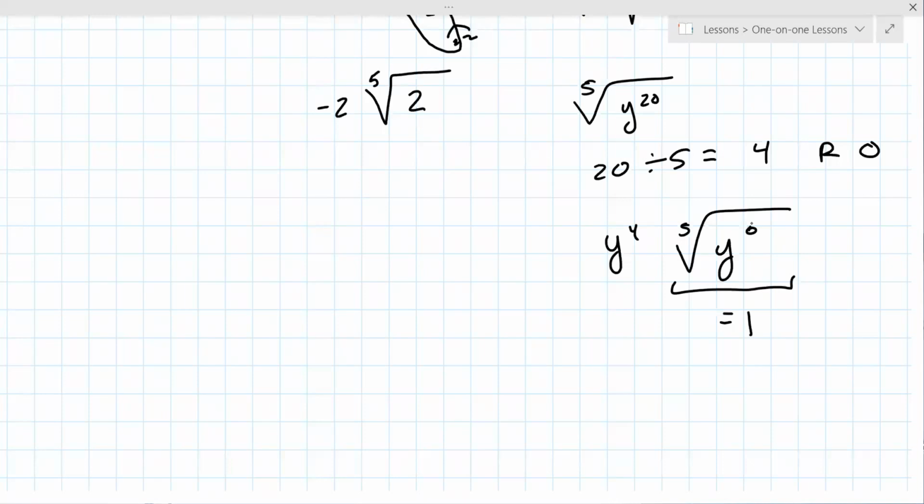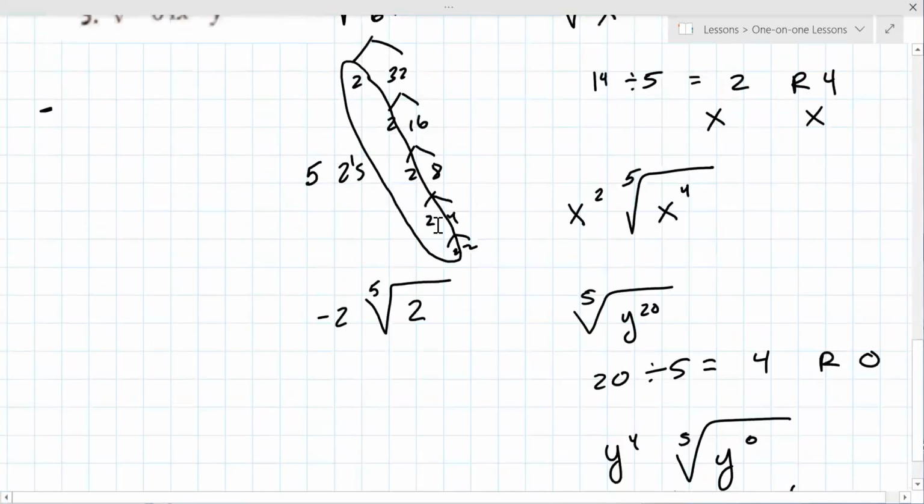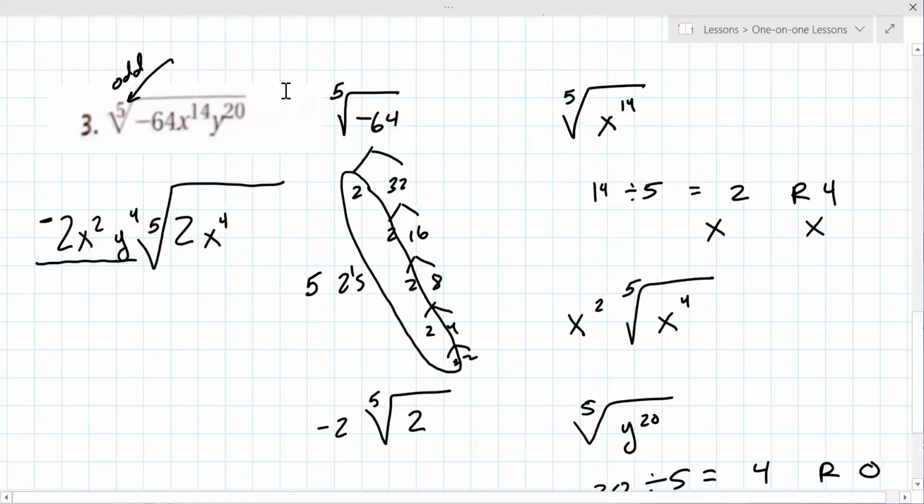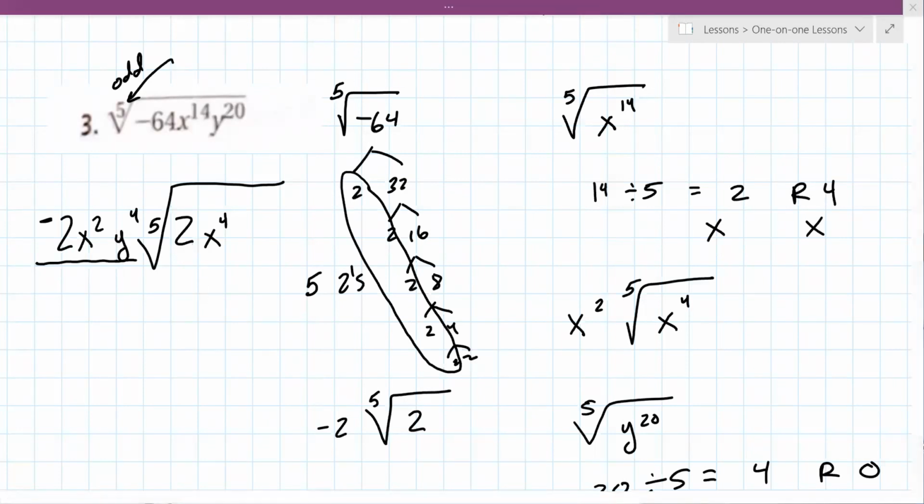Okay, so I have to scroll up here a little bit, because we have several parts of this problem. There's the part on the outside, and then there's the fifth root of whatever's left on the inside. So from the negative 64, you had a negative 2 and a 2 on the inside. From the x to the 14th, you had an x squared on the outside, x to the 4th on the inside. And from the y to the 20th, you just had a y to the 4th on the outside. If that's not clear, we can do more examples at the end if you would like.